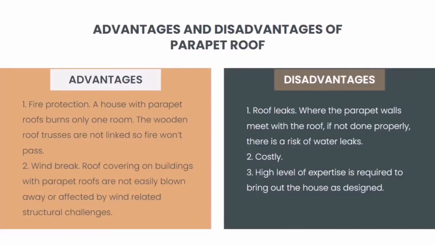So the advantages and disadvantages of parapet roof. Like I mentioned before, the advantage is fire protection, where a house with a parapet roof burns only one room. The wooden trusses are not linked, so fire will not pass through the parapet. And the second one is windbreak. Roof covering on buildings with parapet roofs is not easily blown away. So it is better to have a roof parapet in a windy climate.